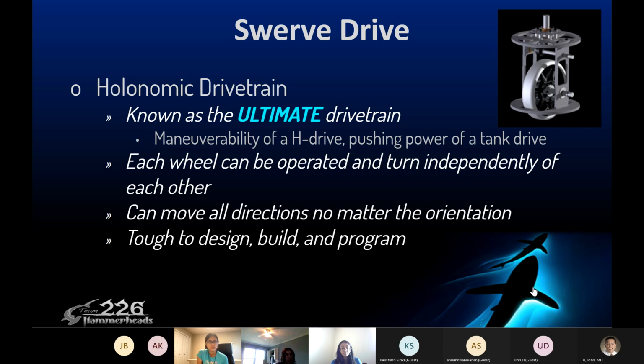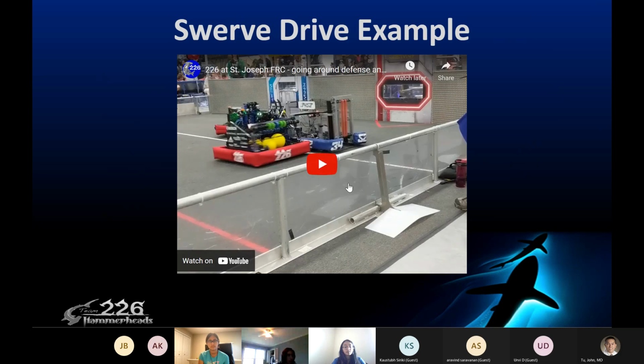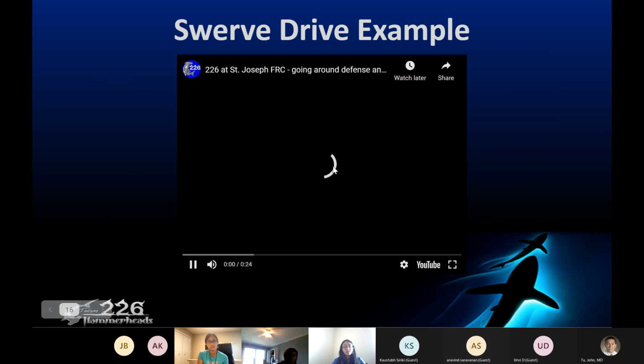Each wheel can be operated and turned independently of each other because there are 2 separate motors for each wheel. So the Swerve Drive can move in all directions no matter what orientation it is because the wheels can freely rotate. It's hard to design and build and definitely hard to program. And this is the video of our Swerve Drive.